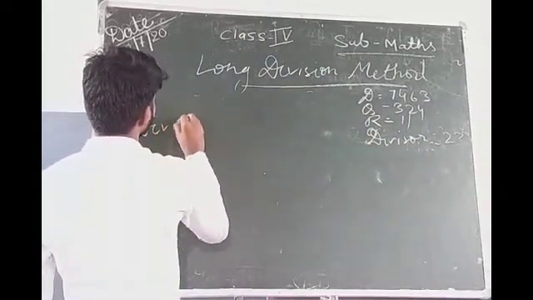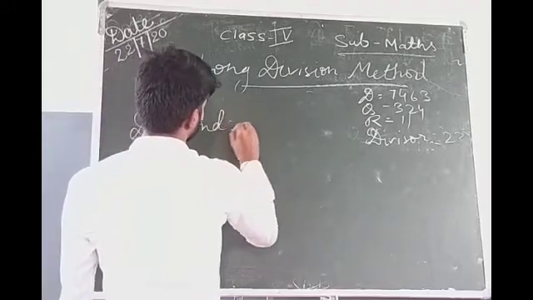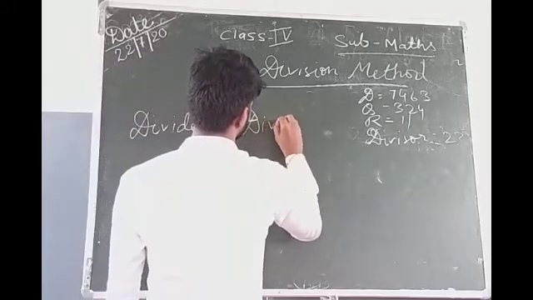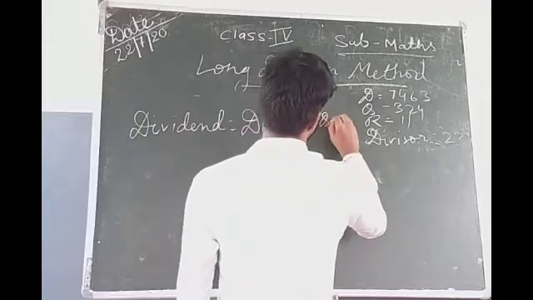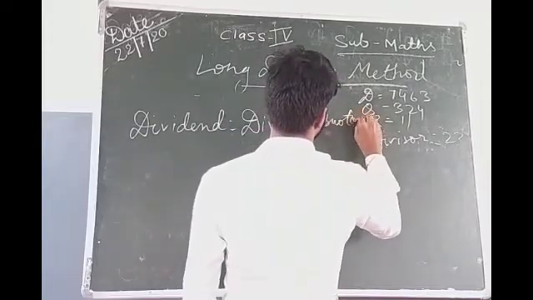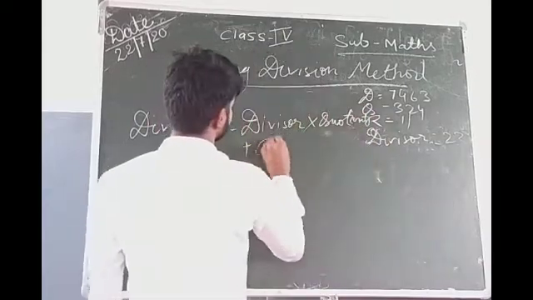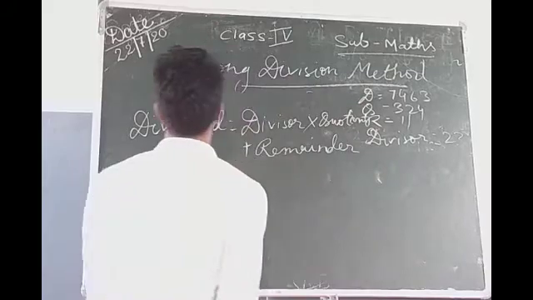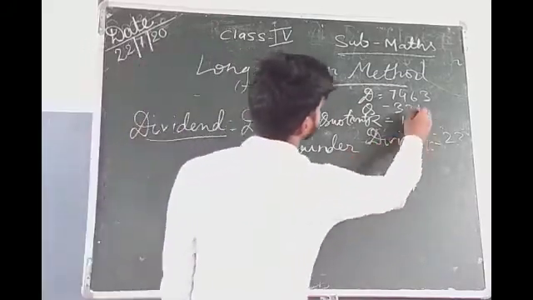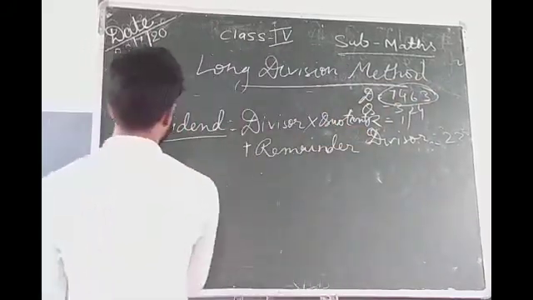So dividend is equal to divisor into quotient plus remainder. So what is dividend here? That is 7463.